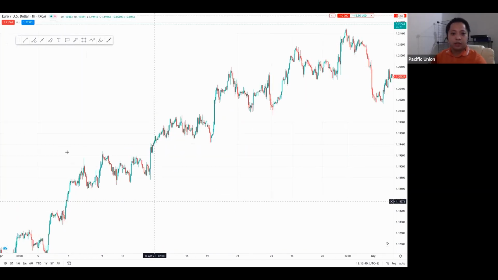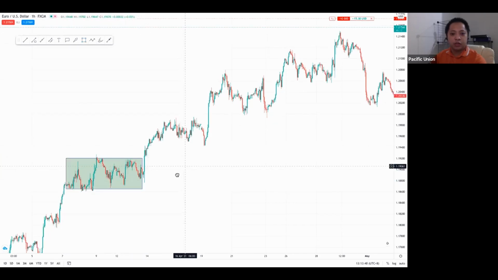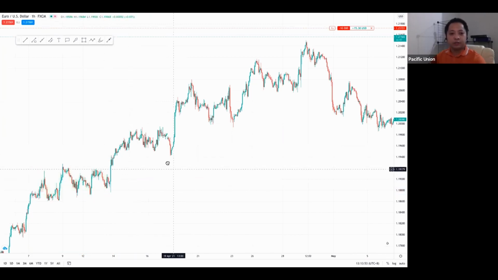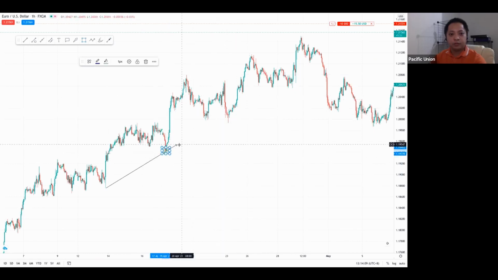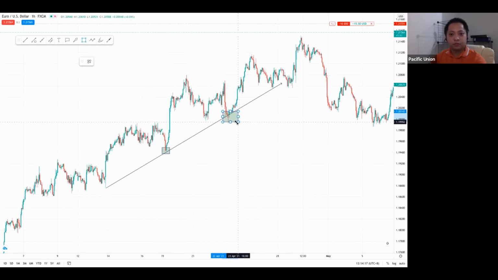Okay, and see, here we have a consolidation here. So we are going to use that consolidation as a start of a new direction. So we could put a trend line from here to the next low here. Okay, this is the low, and the next low is here. You just have to connect that, and there you have it.